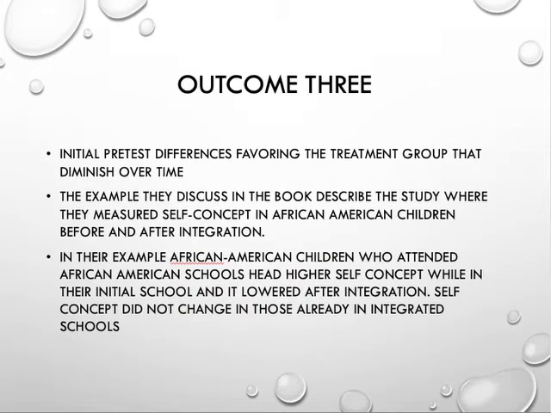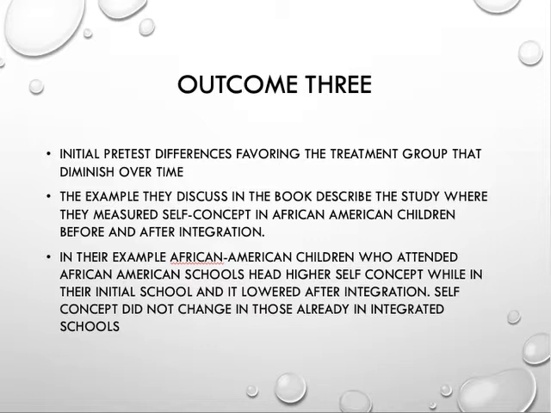Outcome 3, the initial pretest differences favoring the treatment group that diminish over time. The example they discuss in the book describes the study where they measured self-concept in African American children before and after integration. In their example, African American children who attended African American schools had higher self-concept while in their initial school, and it lowered after integration.